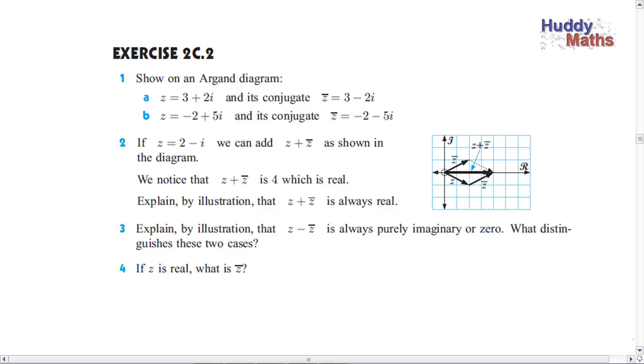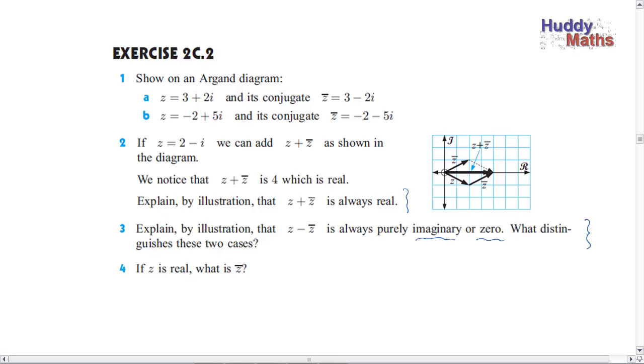I think things like this one here, explained by illustration, that z take its conjugate is always purely imaginary, or this one here is always real. Have a look at the diagram and see if you can explain that. And when would it be imaginary and when would it be zero, looking at the diagram? Some interesting points for discussion in class there. I think that one should be discussed.